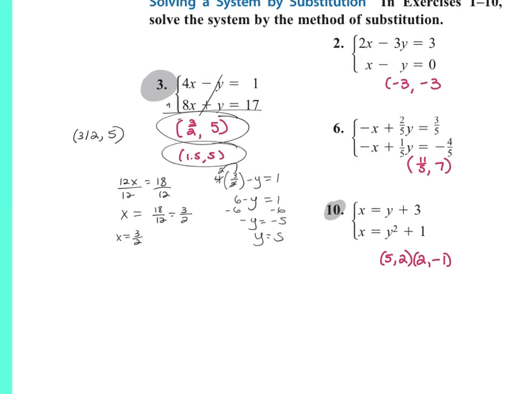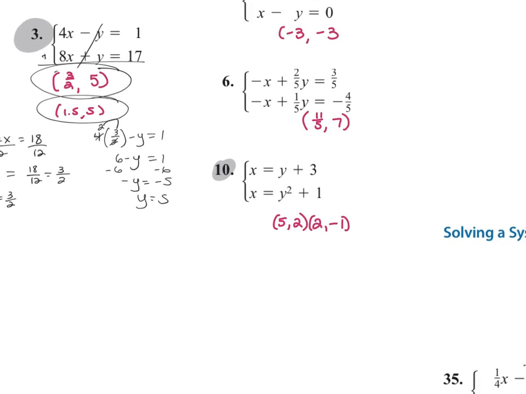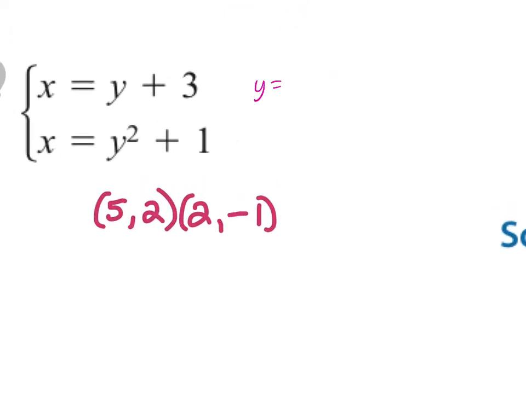Okay, then 10 has x equals y plus 3, and then x equals y squared plus 1. So actually, which method did you pick? Was this yours? No, this was Sai's. Sai, which method did you pick? I went with substitution. Okay, so you plugged in for the x? I figured out what y equals, so I put y equals x minus 3, and then put that into... Oh, that's the not fun time. Okay, you can do that. So y would equal x minus 3.